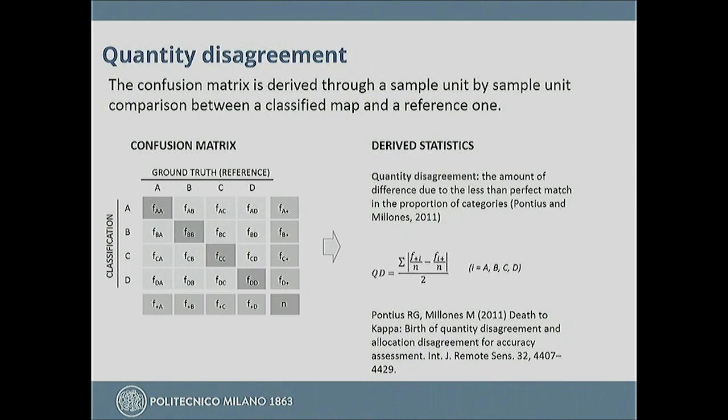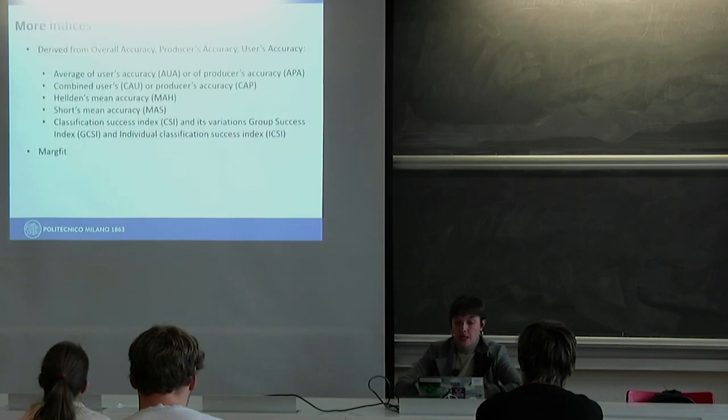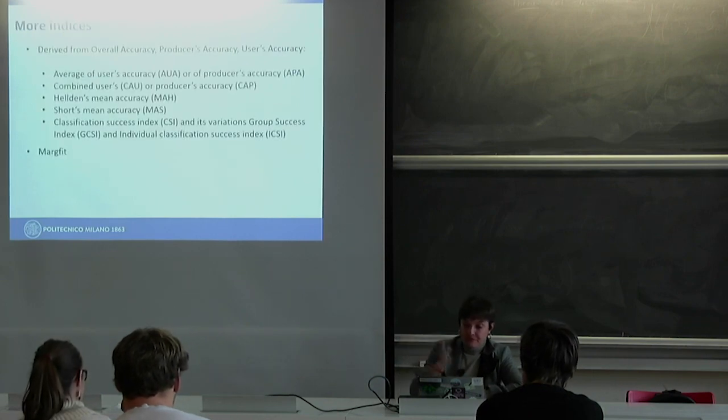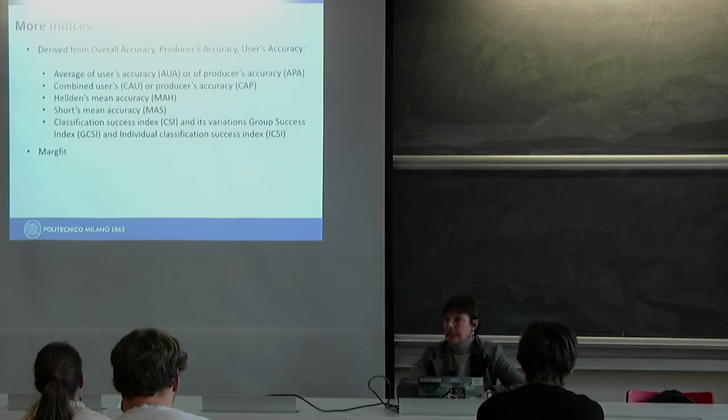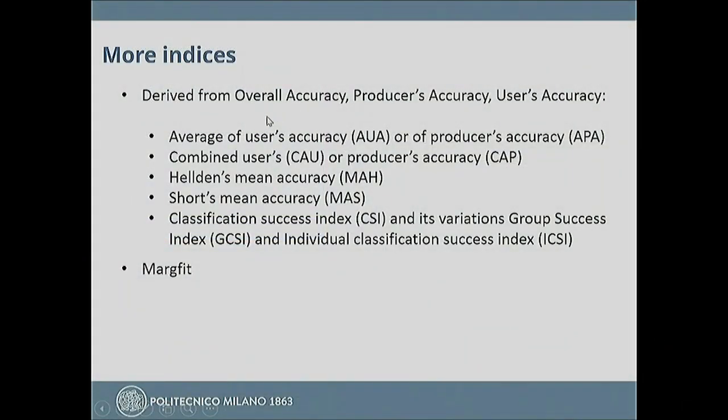Or the other index is the quantity disagreement, that on the opposite is measuring the percentage of the disagreement in the different classes. Those are just some of the indexes that are generally used for assessing the map. I can show you the laundry list of indexes that are used. There are some that are derived from this overall accuracy, producer accuracy, and user accuracy. You see here the list.